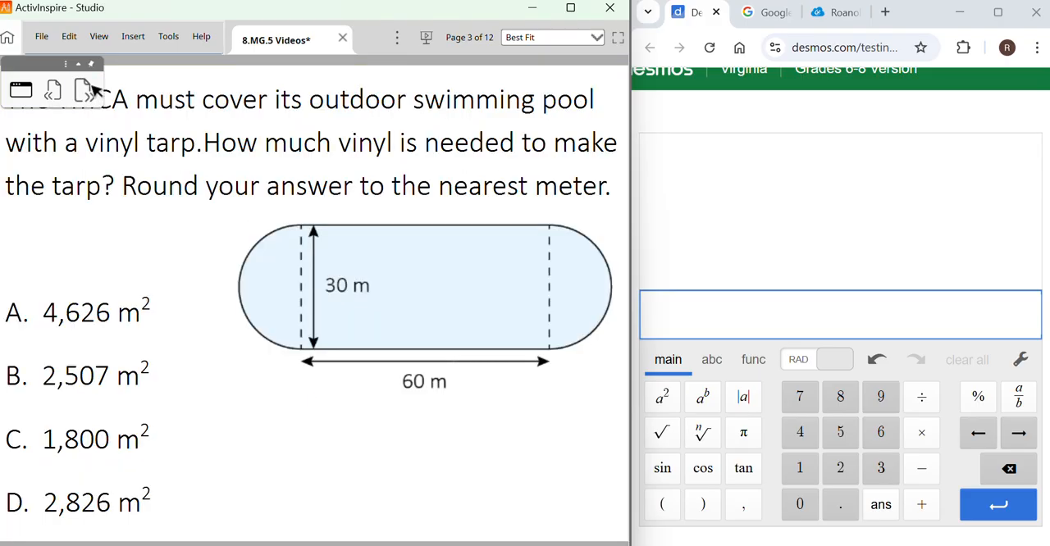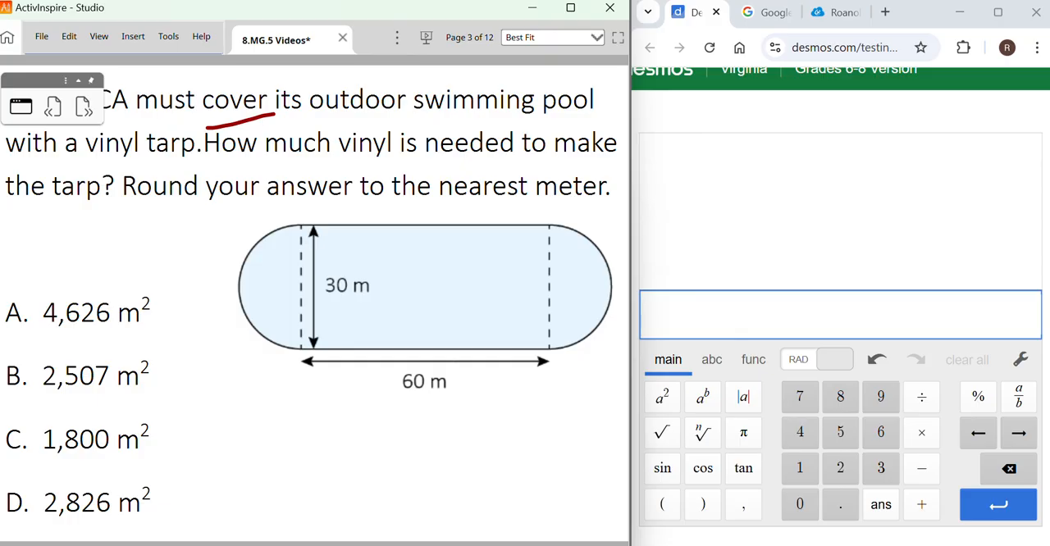Now we're going to look at this problem and see if we can figure it out. It says the YMCA must cover its outdoor swimming pool with a vinyl tarp. Notice the word cover. That's going to mean area. How much vinyl is needed to make the tarp? Round your answer to the nearest meter.